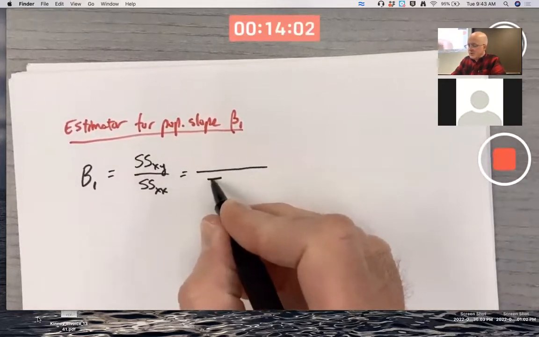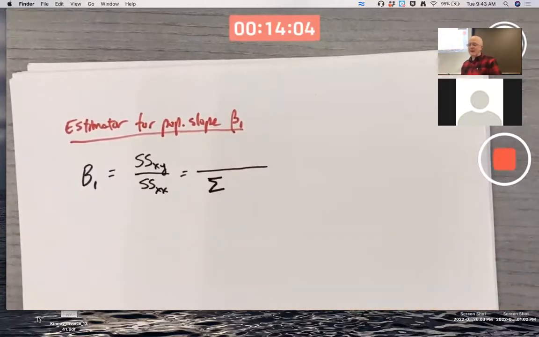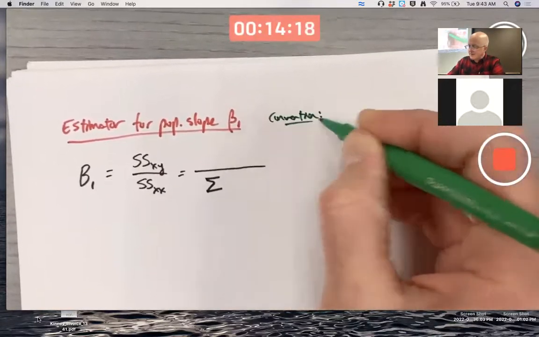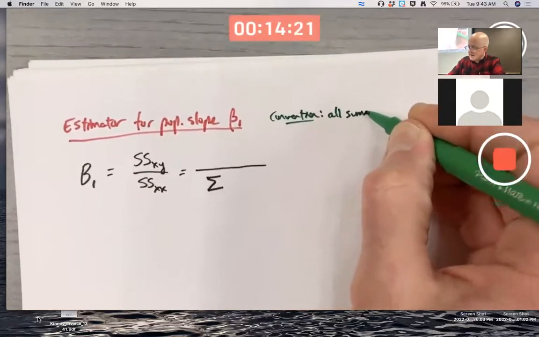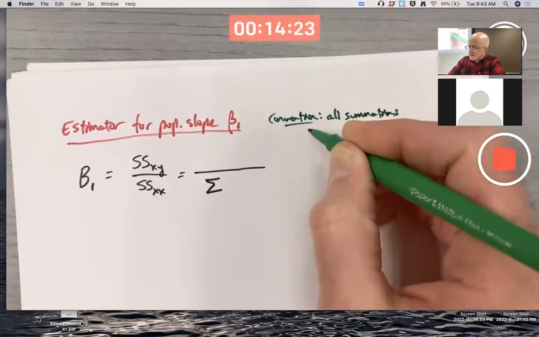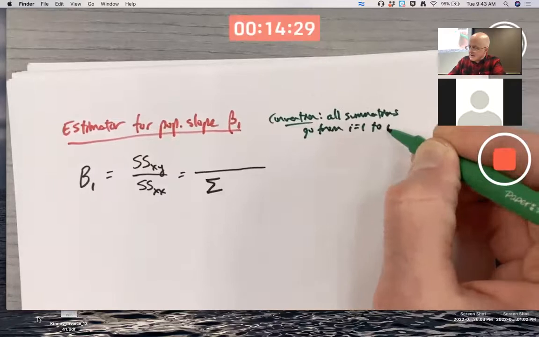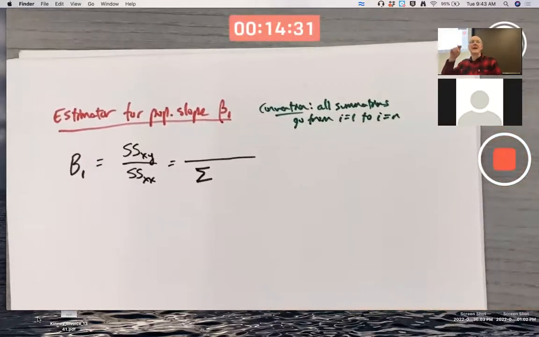The bottom of the fraction truly is a sum of squares. And by the way, by convention today, to save time, I'm not going to bother writing i goes from 1 to n. All summations go from i equals 1 to i equals n. Though I will use subscripts x sub i and y sub i to emphasize those are quantities that depend on i.